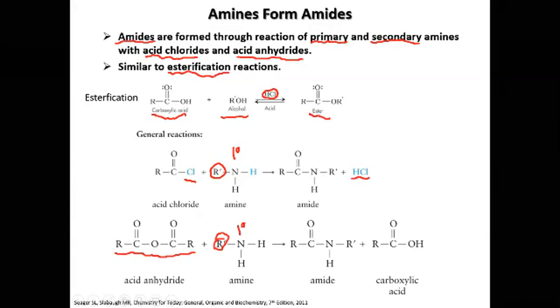And then we get an amide and a carboxylic acid. And so this is the route we would have done in lab, is we take an acid anhydride, react it with a primary or secondary amine. Again, primary and secondary mean number of R groups, so secondary would have 2 R groups. And we form an amide and a carboxylic acid.